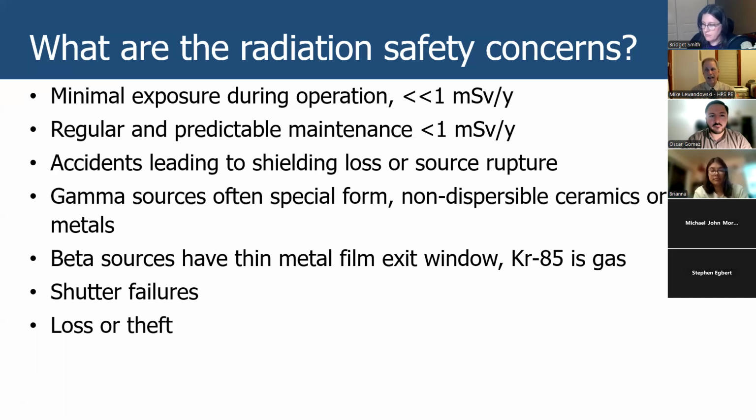So beta sources have to have a very thin metal film exit window to allow beta particles to come out. And some of those sources, like krypton 85, are gas sources. So think about situations where you have a gas of a specific volume confined within a metal container that has a very thin metal film. If that were to heat up in the case of a fire, if we increase the temperature of a known volume of gas, what happens to the volume?